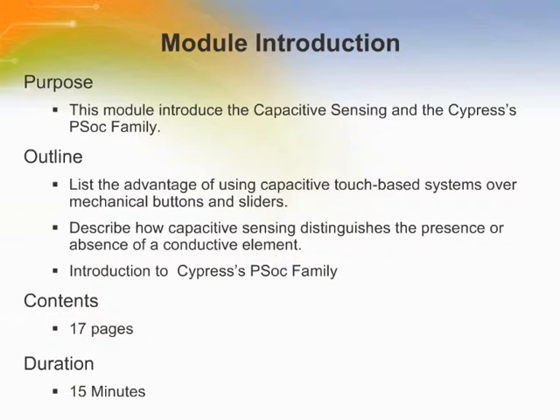Welcome to the Introduction to Capacitive Sensing training module. This module will cover what capacitive sensing is, how it works, and where it can be applied. At the end of this course, you will be able to list the advantages of using capacitive touch-based systems over mechanical buttons and sliders, and also describe how capacitive sensing distinguishes the presence or absence of a conductive element. We will also introduce Cypress's Programmable System on Chip family.